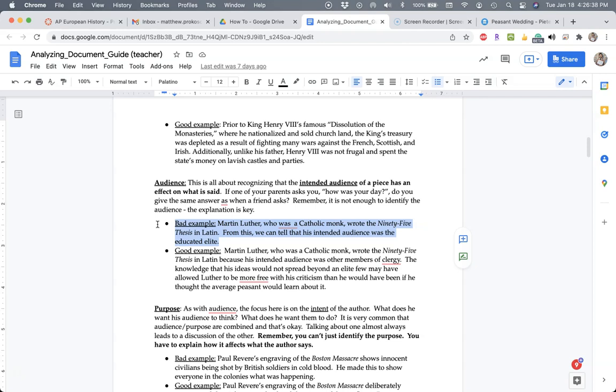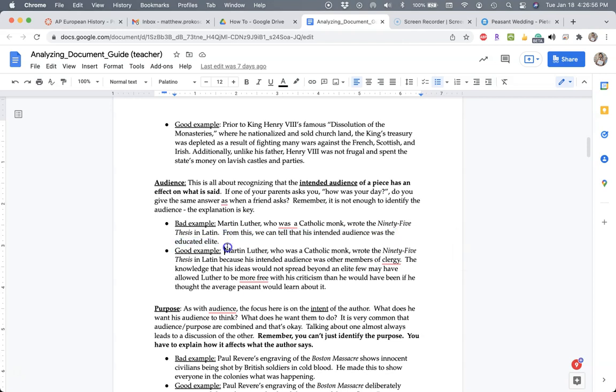Martin Luther was a Catholic monk, wrote the 95 Theses in Latin. From this, we can tell that his intended audience was the educated elite. This is true, but it is simply summarizing what happened. It is not offering an explanation on why this matters.